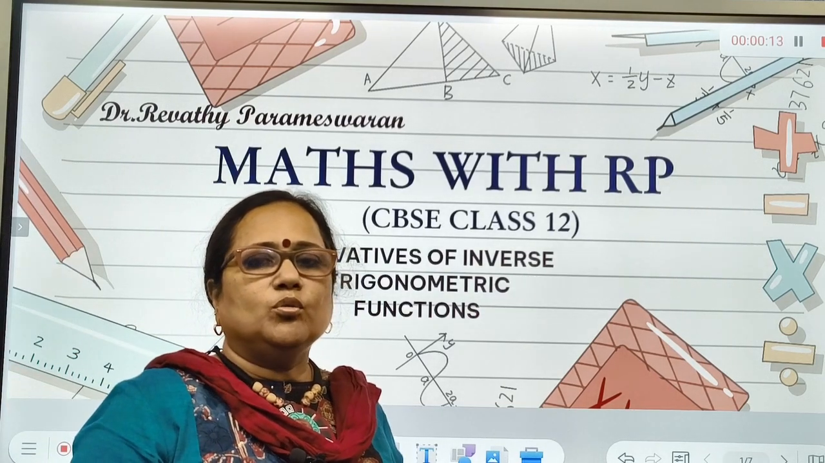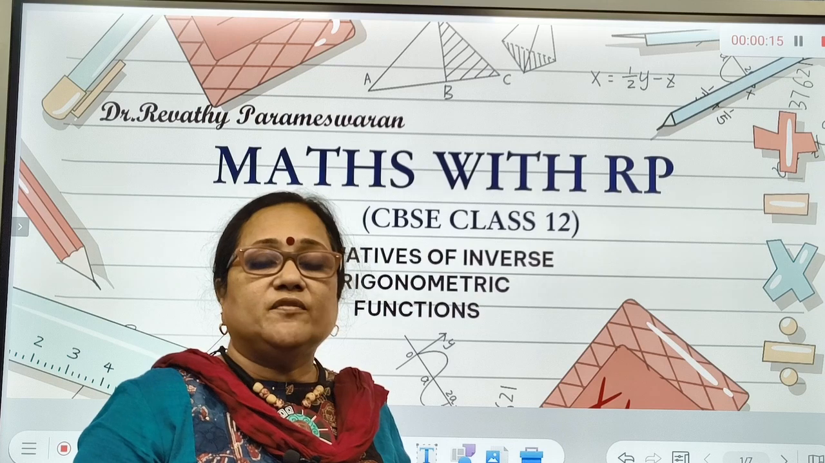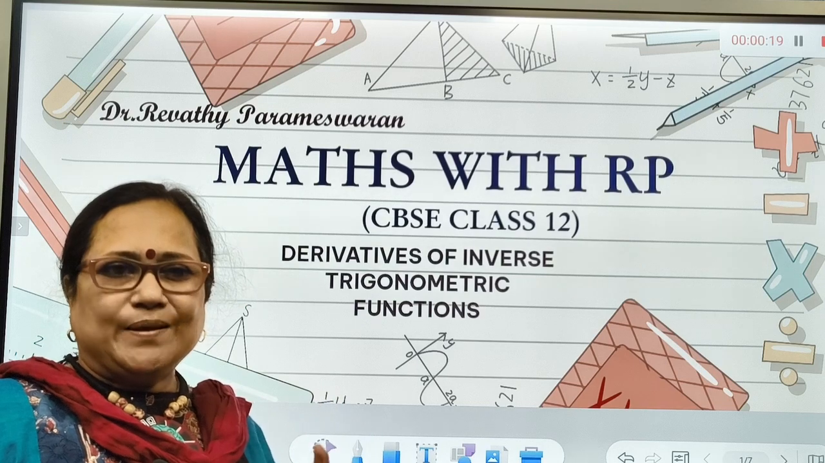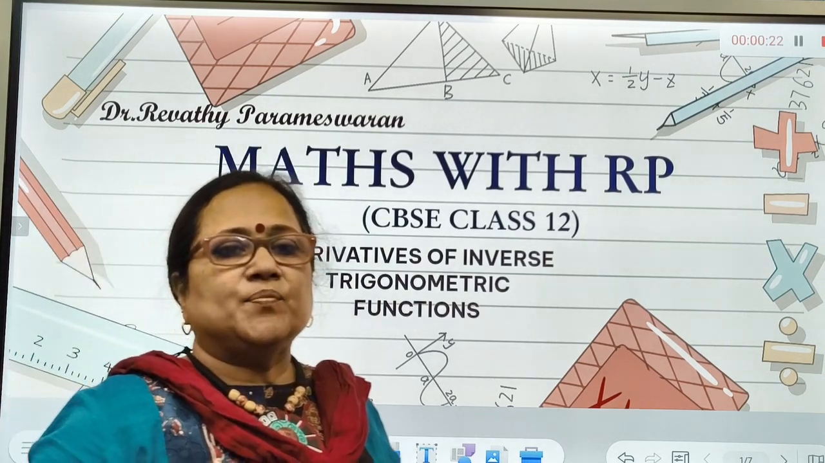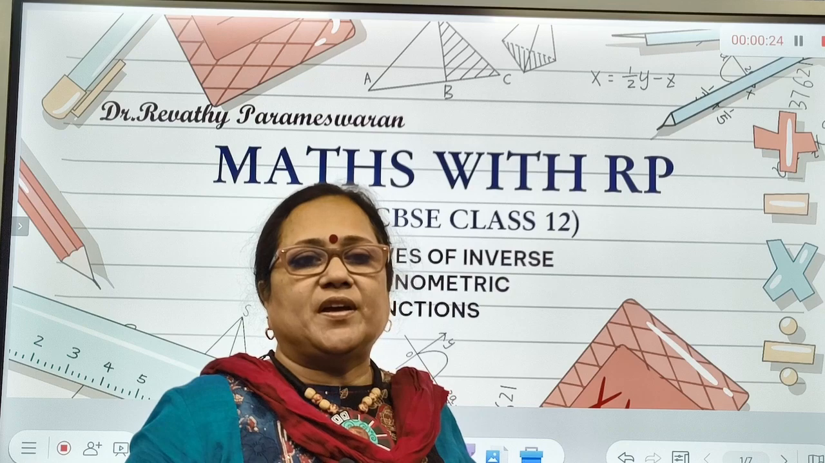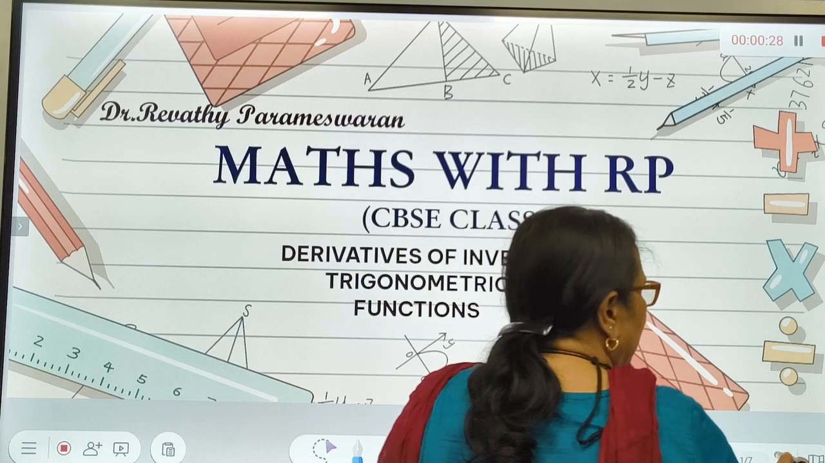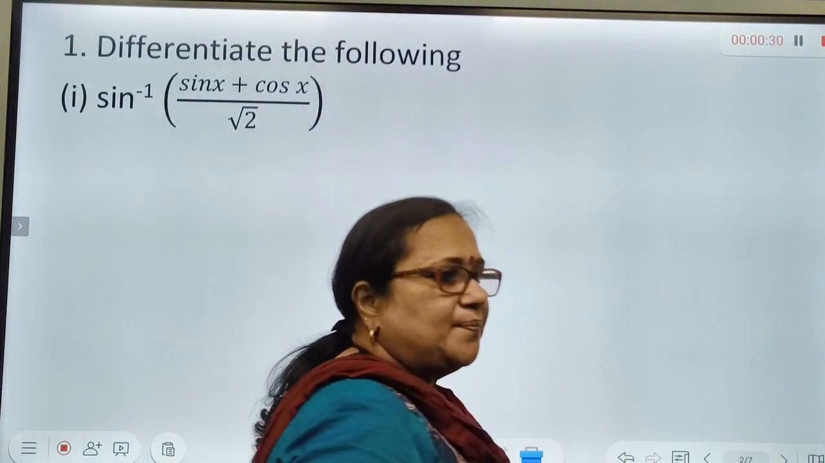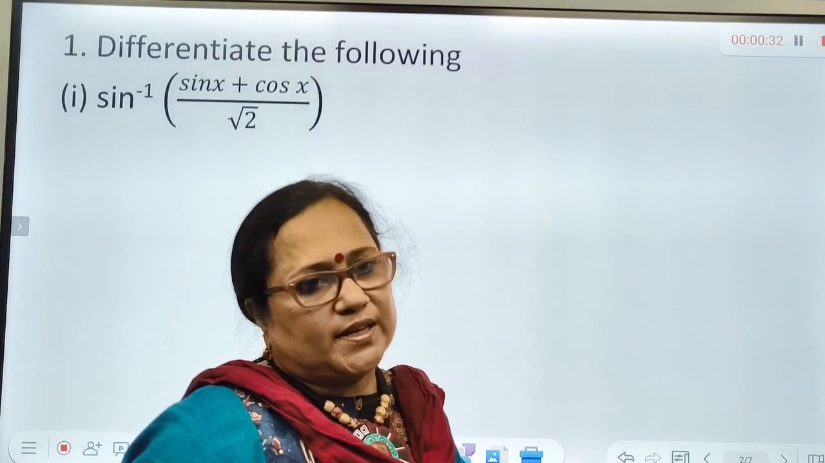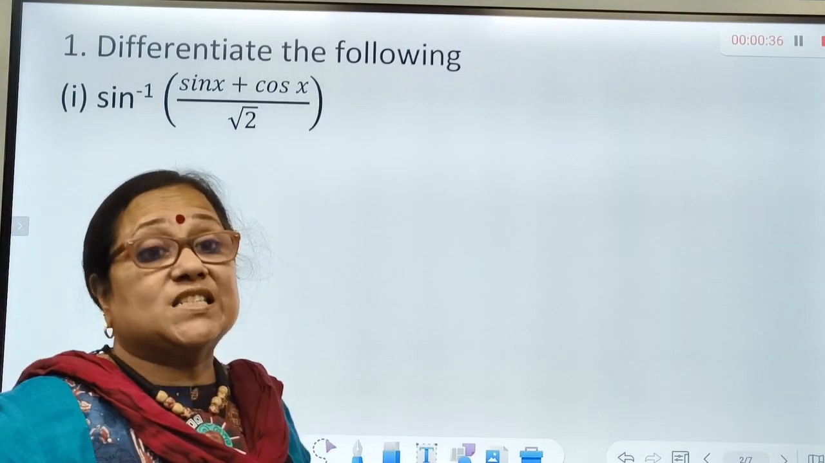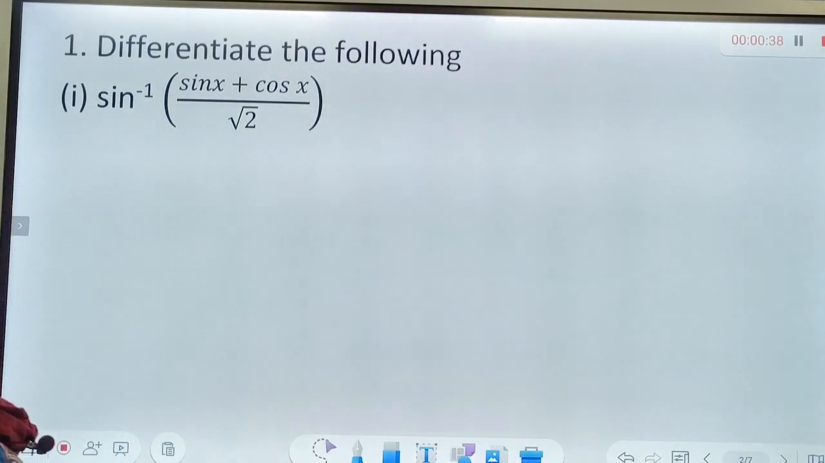Today we are going to do differentiation of inverse trigonometric functions. I'm going to look at a specific type of differentiation where how you simplify helps you to differentiate much easier. So simplification of functions is the first step and then differentiation is the next step. We are going to look at problems which fall under this category. Now look at this particular problem.